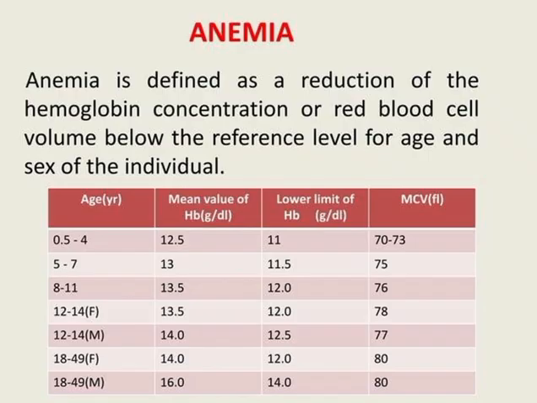The normal value changes based on the age and the sex of an individual. In this table we can see that for children of 0.5 to 4 years there will be around 12.5 percent hemoglobin, for 5 to 7 years it will be 13, and for 8 to 11 it will be 13.5. For 12 to 14 years it is 13.5 for females and 14 for males, and for 18 to 49 it is 14 for females and 16 for males.